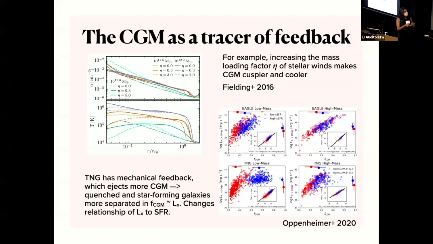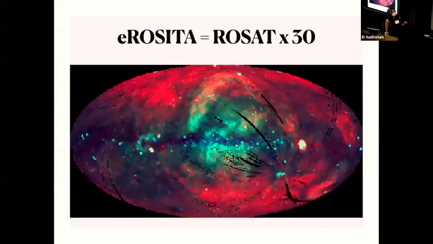Okay, and so in these simulations, you can look at various properties of the CGM as a function of things like galaxy stellar mass, galaxy star formation rate, things like that, right? So we start to get to a place where you can actually do a relatively apples-to-apples comparison between the simulations and observations. Now, why am I able to do this comparison now?